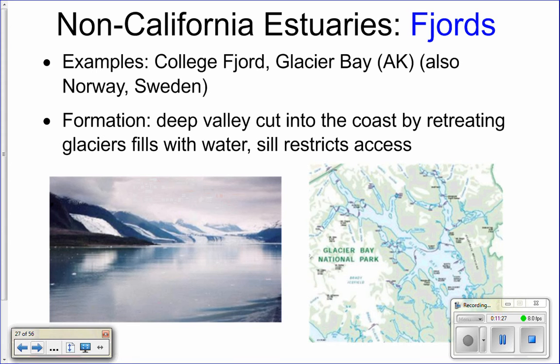If you go on one of the Alaska cruises, a lot of times they'll take you into these fjords. This is what it looks like if you do go in there. Right? You can see the steep sides on there. That's from the glacier carving that big valley. All right.